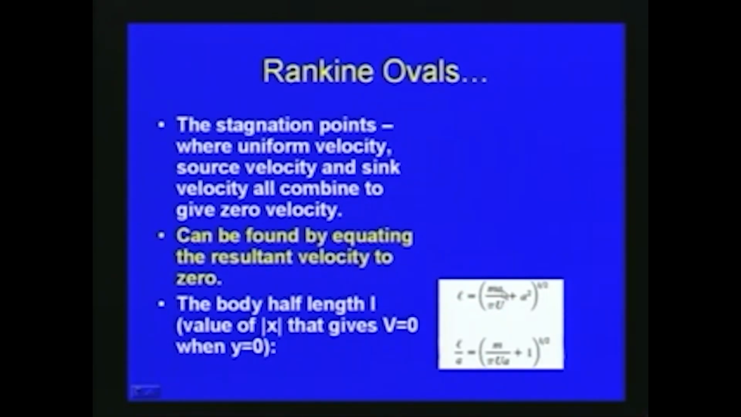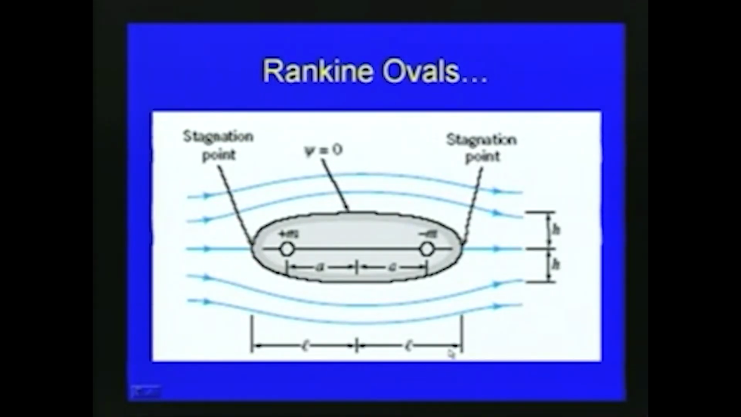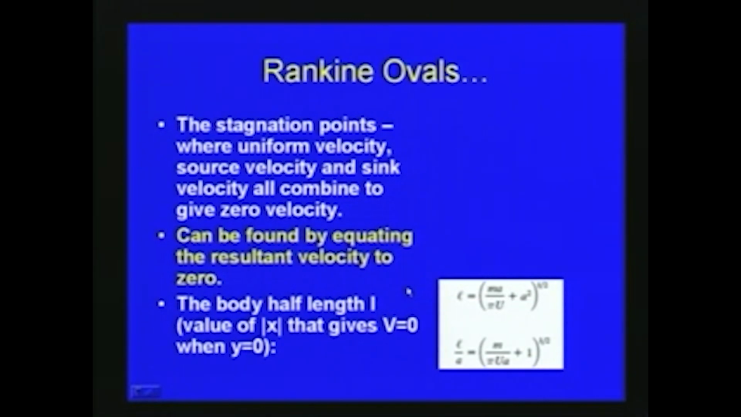So, we will get L equal to the square root of m a by pi u plus a square. And the ratio L by a, where L is here and a is the distance from the origin to the source and sink, is obtained as the square root of m by pi u a plus 1. So, that gives the ratio of L by a.